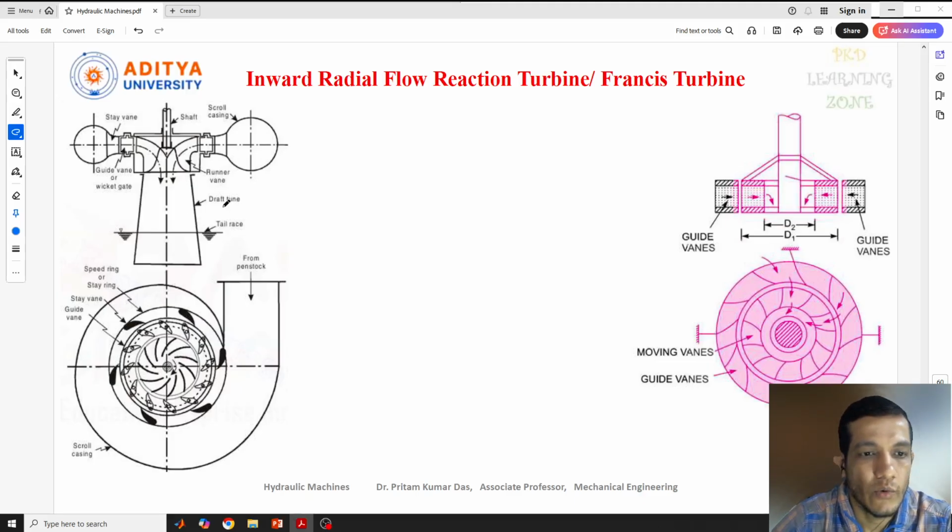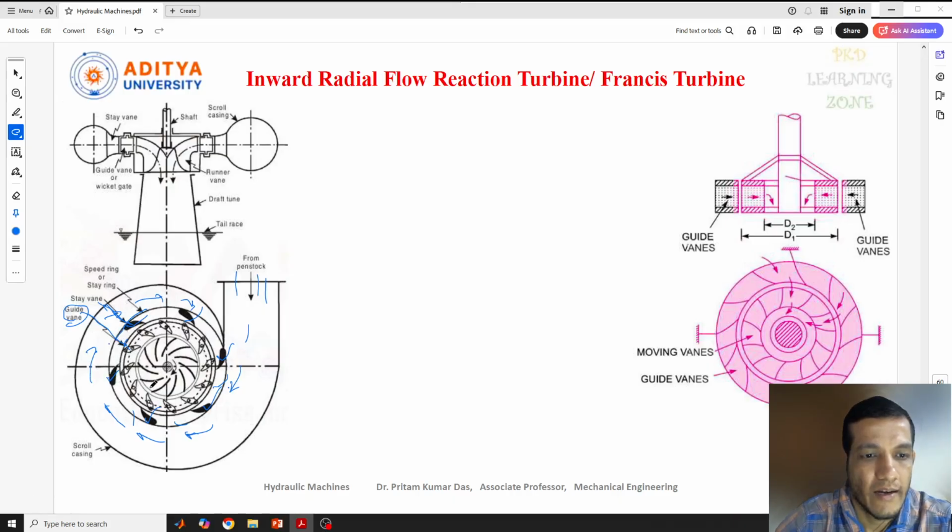As I have explained, the water comes from outside and goes to the penstock, and the direction will be like this. The water moves inside this one. These are the fixed vanes, or you can say guide vanes. Here you can see these are the guide vanes, and these are the stay vanes, and inside this is a wheel.